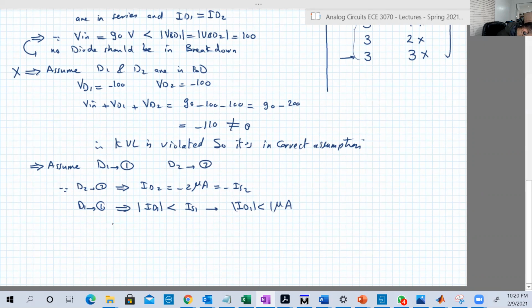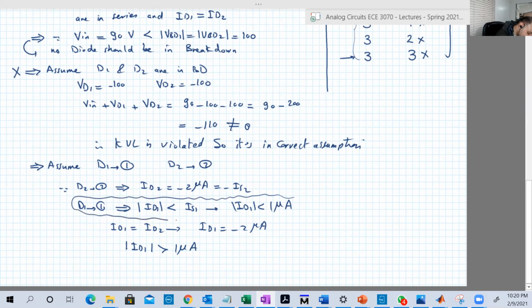But we know that ID1 should be equal to ID2. So from that, ID1 is equal to minus 2 microampere. Now the magnitude of ID1 is larger than 1 microampere. This is violating this one here. So this violates this one. So again, this is an incorrect assumption.